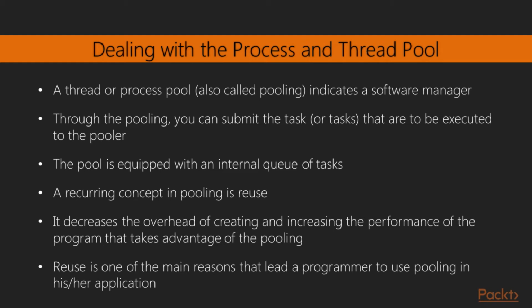A thread or process pool, also called pooling, indicates a software manager that is used to optimize and simplify the use of threads and/or processes within a program. Through the pooling, you can submit the task or tasks that are to be executed to the pooler. The pool is equipped with an internal queue of pending tasks and a number of threads or processes that execute them. A recurring concept in pooling is reuse. A thread or process is used several times for different tasks during its lifecycle. It decreases the overhead of creating and increases the performance of the program that takes advantage of the pooling. Reuse is not a rule, but it is one of the main reasons that lead a programmer to use pooling in his or her application.